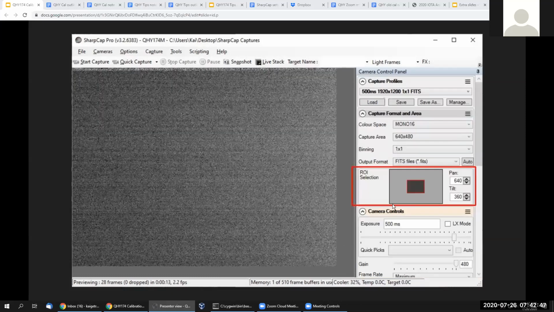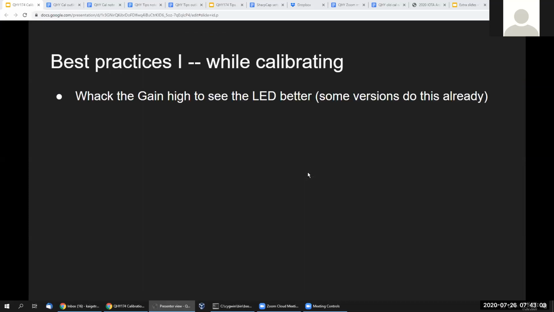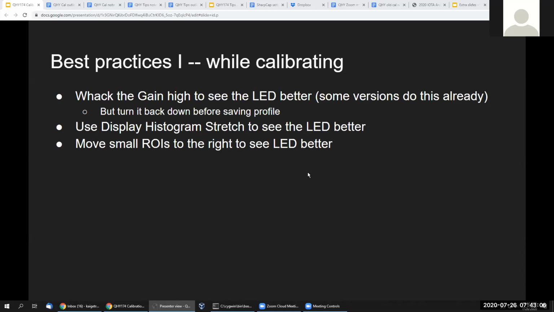If you're calibrating a small region of interest, it usually defaults to the middle of the frame, right? Well, the LED, as we saw, lights up the right side of the frame, so sometimes you may not see it. So for an ROI, slide it off to the right so that you can see the right edge of the frame. So to summarize, my 3 best practices while calibrating: hit the gain up so you can see it. Just make sure you turn it back down so you don't save it like that. Display histogram stretch is your friend, and slide ROIs to the right. Again, moving the ROI does not change a calibration value. Changing the size will. That's a capture area thing, but moving it does not affect your calibration.